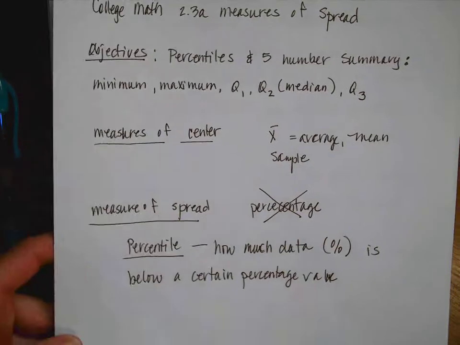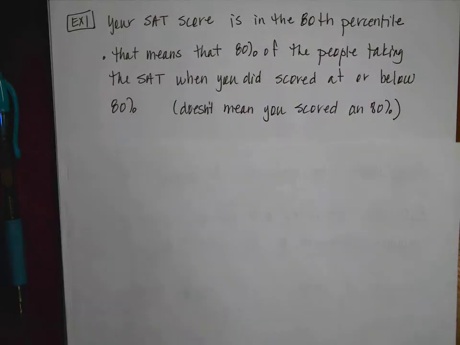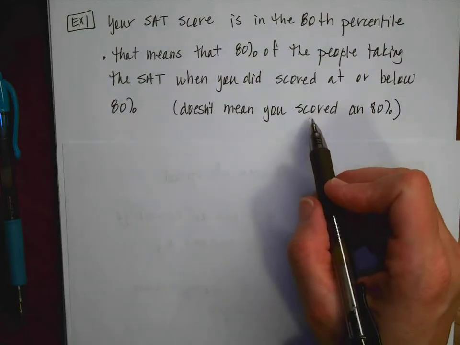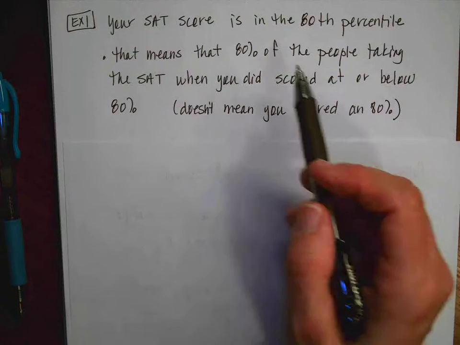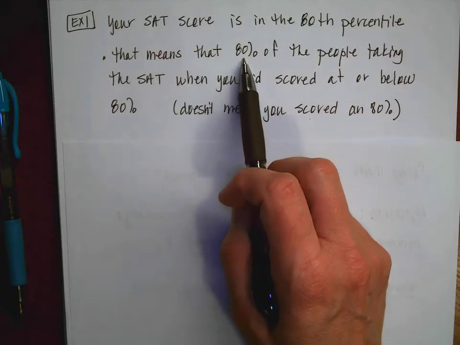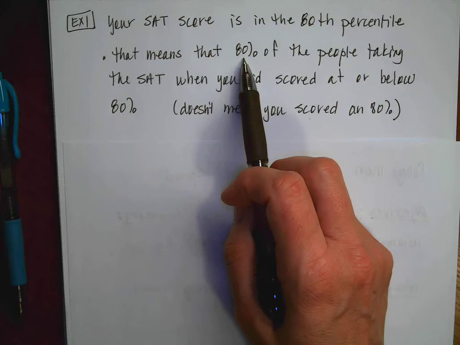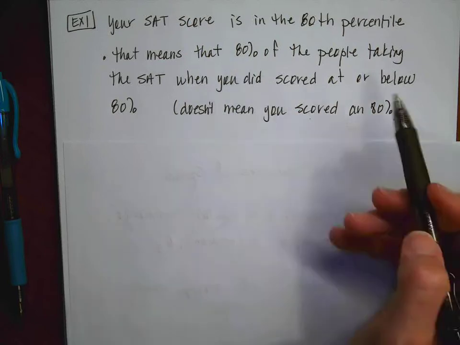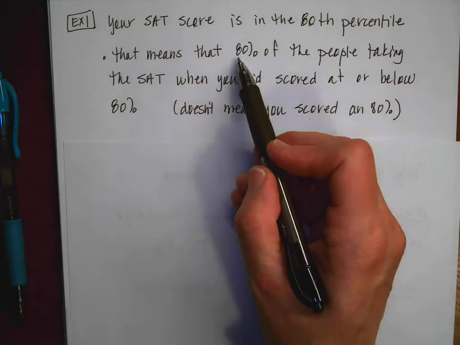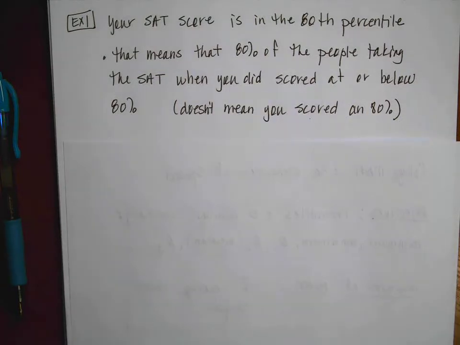And so I've written down several different examples of percentile. So for example number 1, it says your SAT score is in the 80th percentile. So that does not mean, we'll talk about the not first, that you scored an 80% on your SAT. What it means is that your score is better than or equal to 80% of the people that took the test when you took the test. So it doesn't mean that you scored an 80%. It means that you scored better than 80% of the people taking the SAT at the same time.